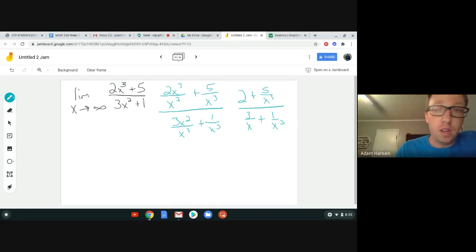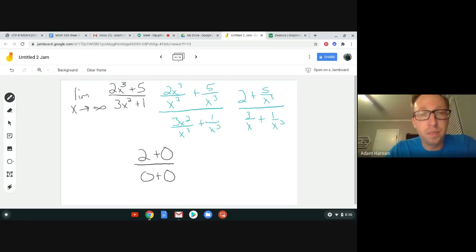When I take the limit term by term by term, I'm going to get 2 plus 0 divided by 0 plus 0. And so we can see that this function is going to be undefined because when I divide by 0 plus 0, it's undefined. So how do I take this limit as x approaches infinity?